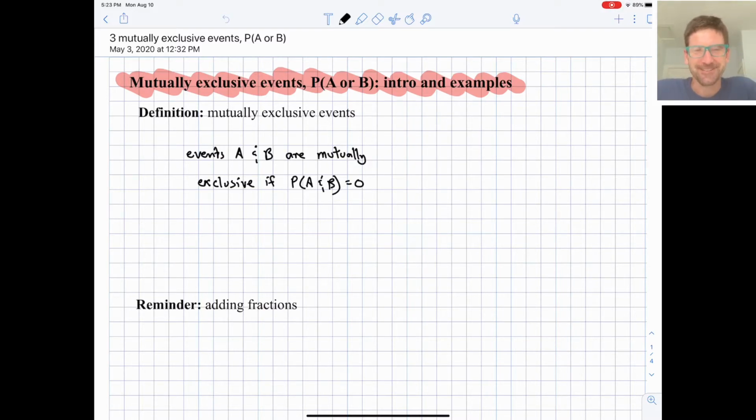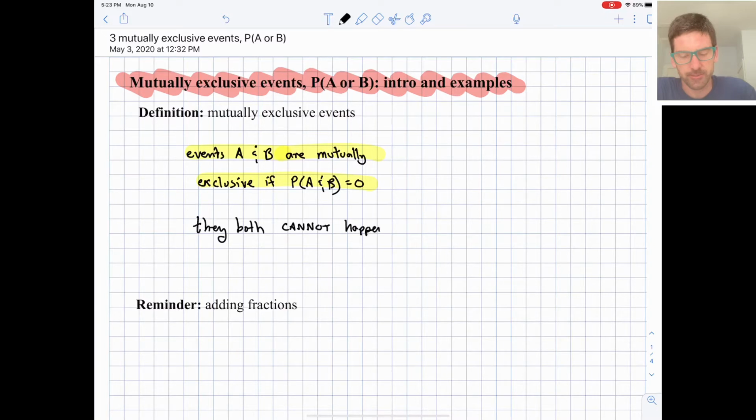All right, so the definition of mutually exclusive events. Events A and B, whatever those events might be, again, they might be flipping coins, drawing cards, or something out in the real world, are mutually exclusive if the probability of both of them is 0. Okay, so probability of A and B is 0, meaning they cannot both happen at the same time or in sequence. They both cannot happen at once. The probability of both of them happening is 0.